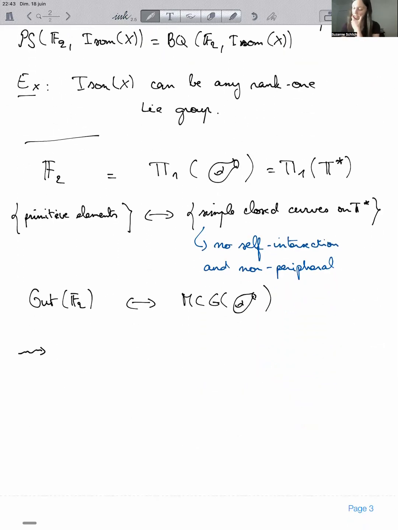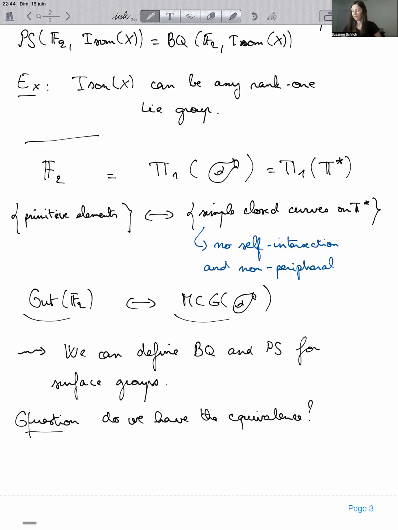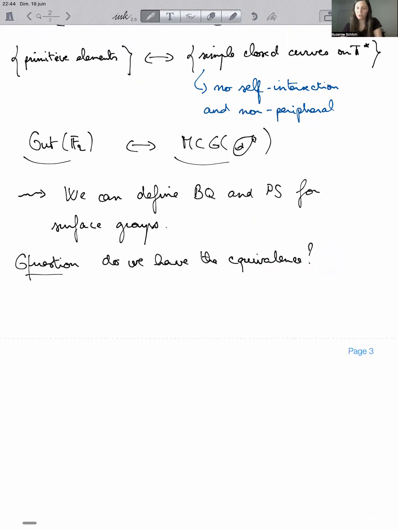So this invites us to define Bowditch representations and primitive stable representations for surface groups, possibly with boundary. You just replace the word primitive by simple closed curve, and you replace the action of the outer automorphism group of gamma by the mapping class group of the surface. So the question: do we have the equivalence in this context? As far as I know, the answer is not known in general, but we still have an answer in the case of F2. This gives an answer for S equal to the once punctured torus.